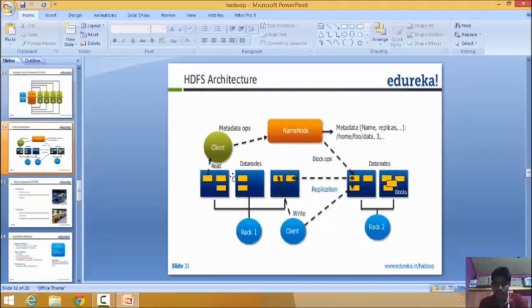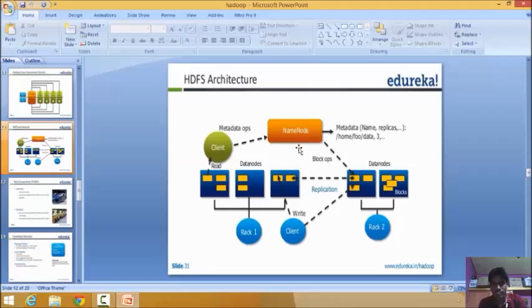Let us go further. This is the architecture of HDFS. Let us see here. Name node. First, name node stores metadata. What is metadata? Metadata is nothing but data about the data. Data about the data means if you store the data in the data nodes, what name node contains is the address of this data. It stores where the given data is stored, in which node, in which cluster, in which rack it is stored.